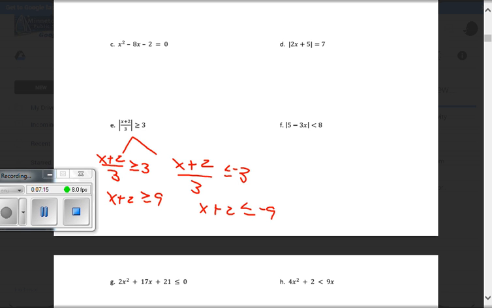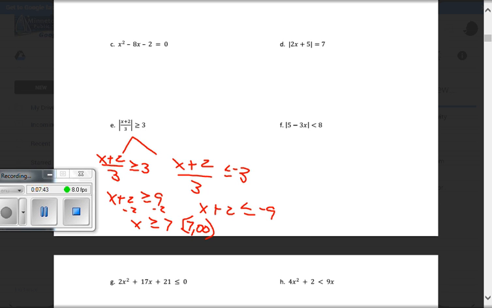Okay? And when you're done, it depends on how the question is worded. We didn't have much wording on these, but if you wanted the answer in interval notation, you might end up with something like x is greater than or equal to 7 is the same thing as it works from 7 to infinity. Know what I'm talking about? So it depends on what the directions say.